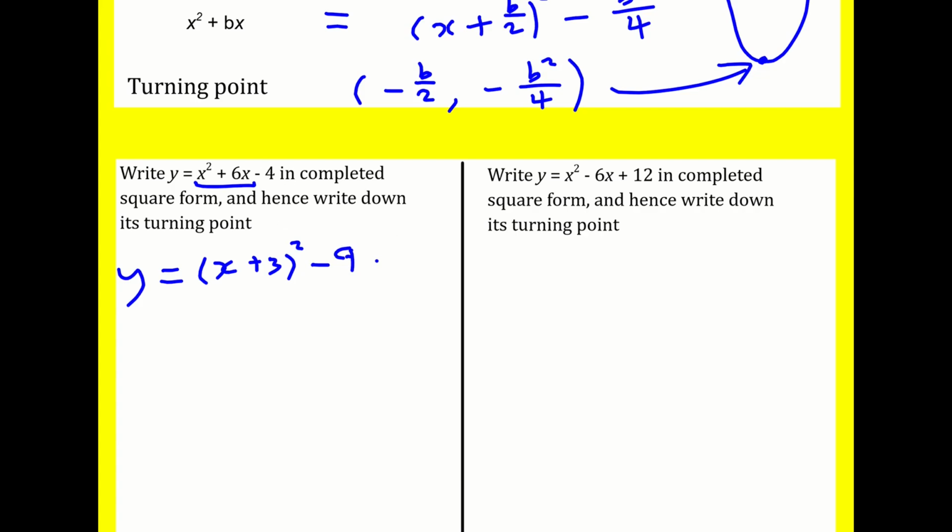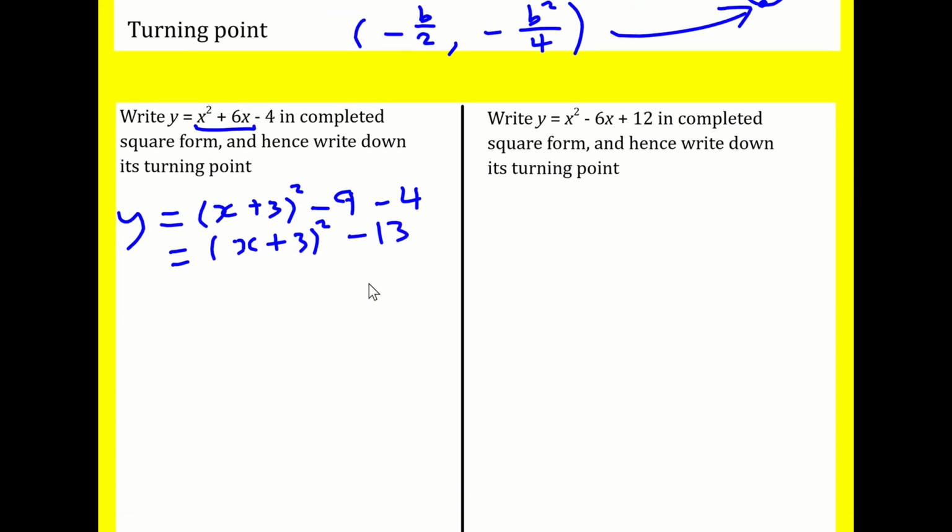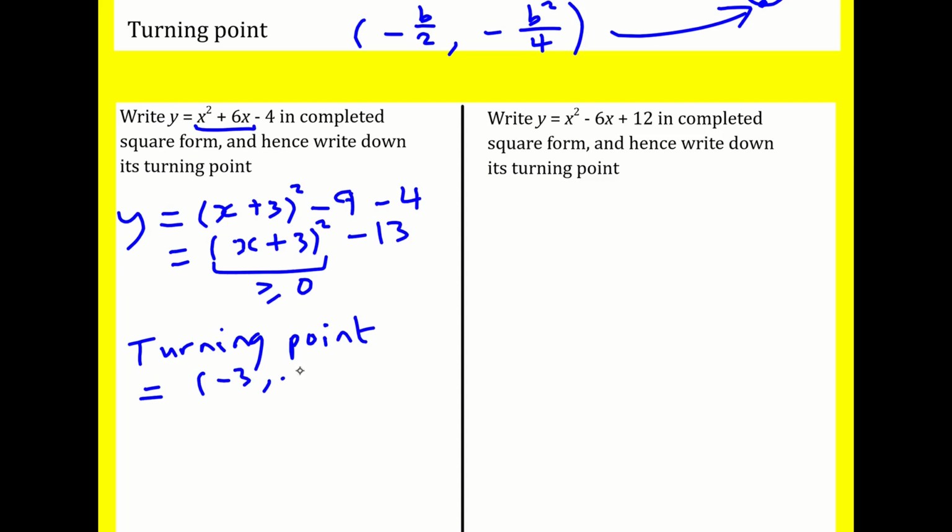But now I bring back that -4, okay? It's still there. It's just that I've got to take that into account right at the end. So I've completed the square. It's going to be x plus 3 all squared minus 13. We've completed the square. We see that this is greater or equal to 0. So the turning point equals, it's going to be minus 13 when x is minus 3. So hopefully you're happy with that. Try the one on the right.